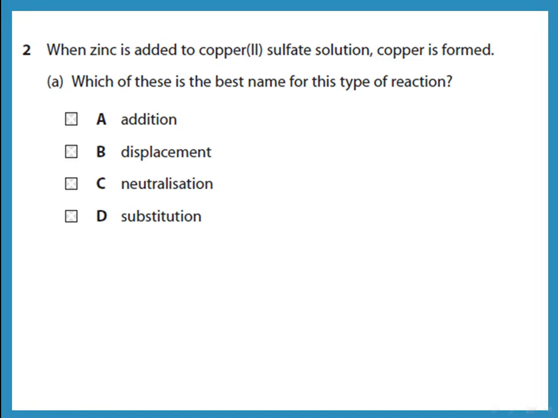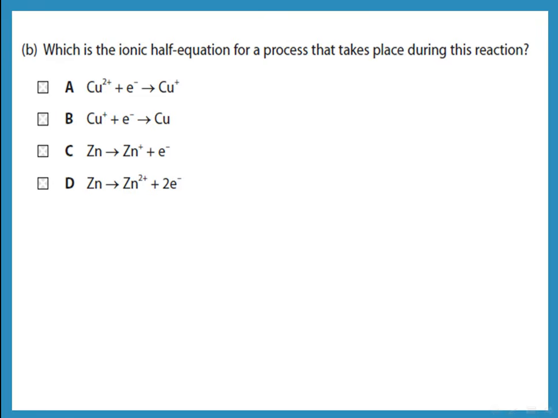Okay, so the next question says, when zinc is added to copper sulfate solution, copper is formed. Which of these is the best name for this type of reaction? Remember, if I have zinc plus copper sulfate to give zinc sulfate plus copper, what kind of reaction is this? This is referred to as a displacement reaction in which zinc is more reactive than copper, so it will displace it and copper will be formed.